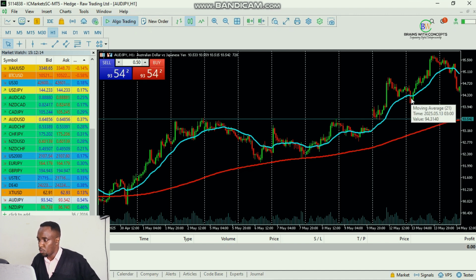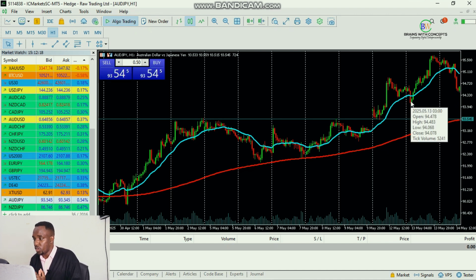Our take profit, once you take your trade, you can put two times your stop loss as your take profit or the next area of resistance.